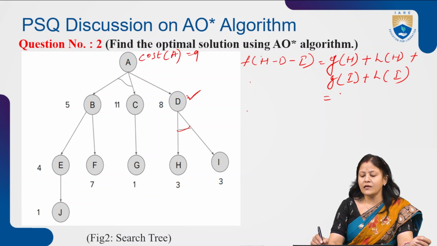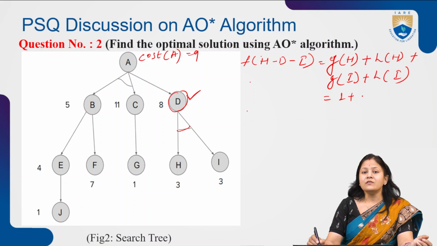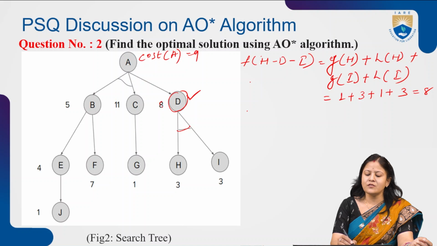So g of H is equal to 1, because the actual cost from the root node is always considered as 1, and as I am calculating from HDI, now the root node is D only. Heuristic value of H is given as 3. g of I means DI distance, by default it is 1. And h of I is given as 3. So 3 plus 3 is 6 plus 2, now it becomes 8. What was the given value here? Previously also it is given as 8. No need to change anything.